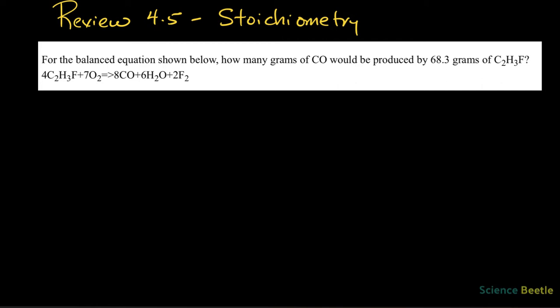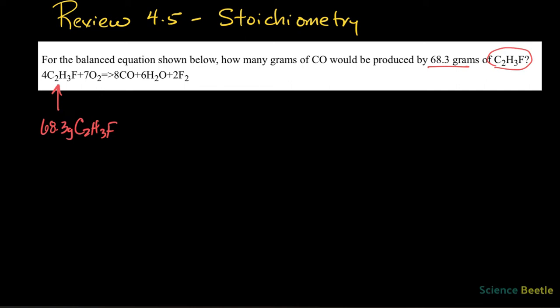So in this particular problem here, we have a starting amount of 68.3 grams that's provided here of the very first compound. And so that means we have a mass of 68.3 grams of this compound, C2H3F. Now, the main thing that we want to do first is, any mass that's provided to us, we want to make sure we convert that into moles.